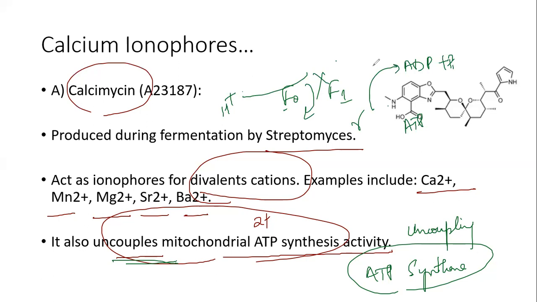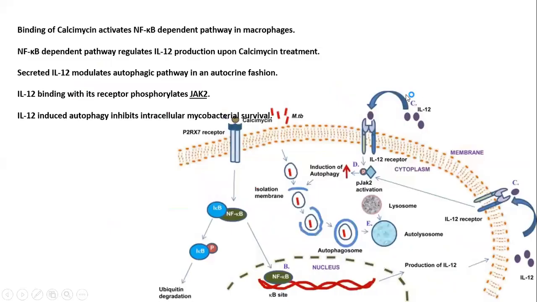Okay, good. At least you tried. Now, binding of calcimycin activates the NF-kappa B dependent pathway in macrophages. What is NF-kappa B over here? It is your transcription factor. Now, the NF-kappa B dependent pathway regulates interleukin 12 production upon calcimycin treatment. So these secreted interleukins modulate the autophagic pathway in an autocrine fashion. Autocrine means self-signaling. Correct?